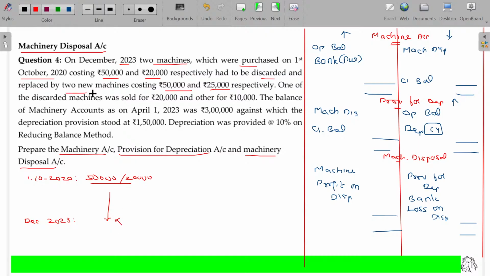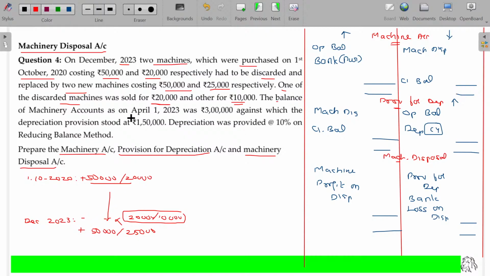And on the same date, two new machines costing 50,000 and 25,000 were purchased. Originally purchased on this date, on this date these two assets sold. Instead of that, we purchased two new assets. Old assets disposed and new assets purchased. One of the discarded machines was sold for 20,000 and the other for 10,000. The sale value being 20,000 and 10,000. Otherwise, we sold for 30,000.